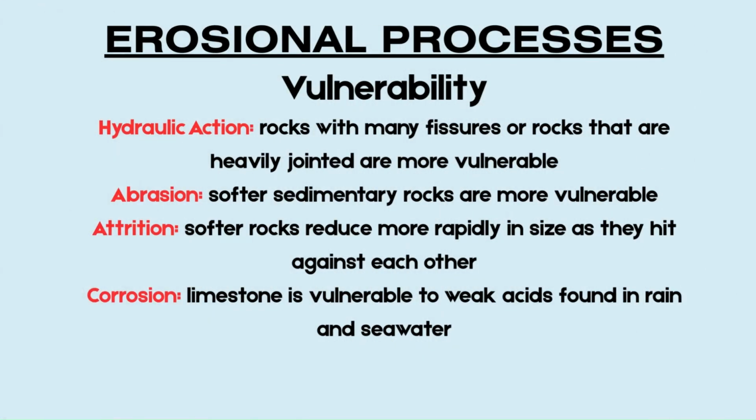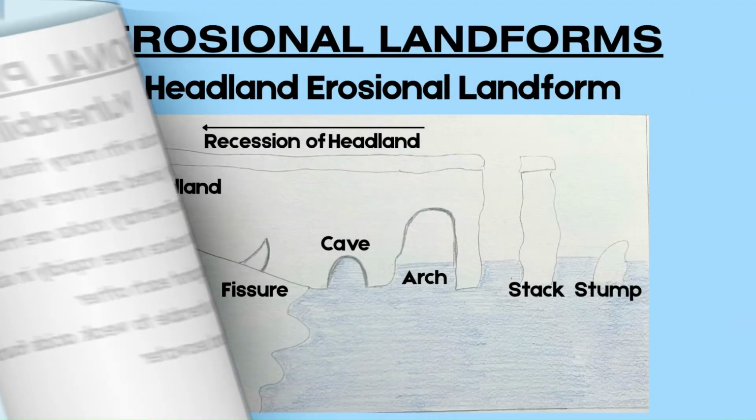For each type of erosion, geological features can influence vulnerability. Rocks with fissures are more vulnerable to hydraulic action. Attrition is more impactful on softer, less resistant, sedimentary rocks. Attrition has a larger impact on softer rocks because they reduce more rapidly in size as they hit other rocks. Corrosion has a bigger impact on limestone as it is vulnerable to weak acids found in rain and seawater.